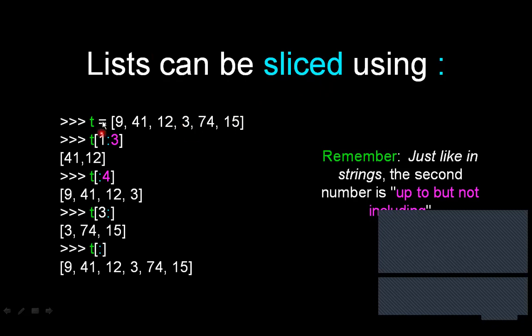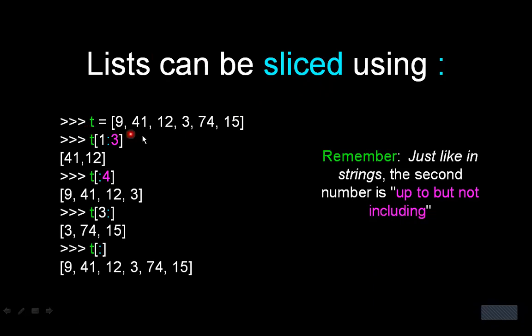For example, let us consider that I have taken T as the list name. In this list there are 9, 41, 12, 3, 74, and 15. Among these elements, suppose I want to slice the list and get a sub-content of this list. I can do that with the help of slicing.